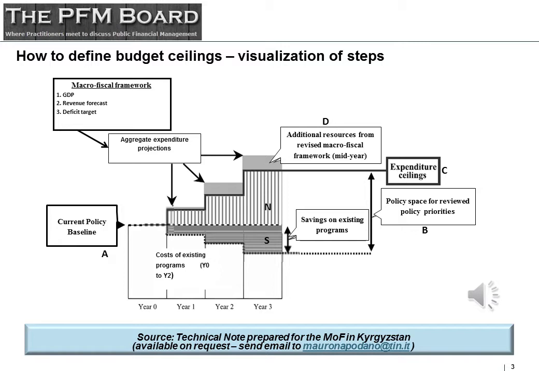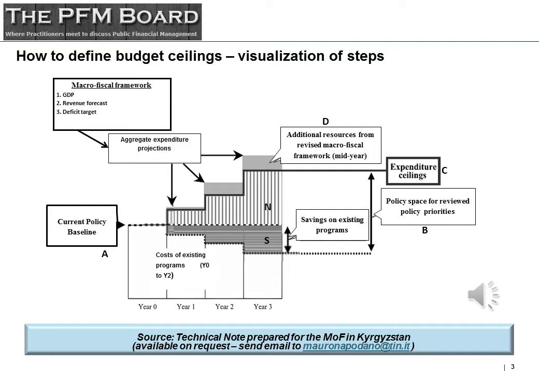Now it's up to the line ministries to identify policy space for reviewed policy priorities. This is done through sector spending reviews, that are a combination of savings on existing programs by line ministries and a negotiation by those line ministries with the Ministry of Finance to get an allocation of the additional resources made available by the analysis of the macro fiscal framework.